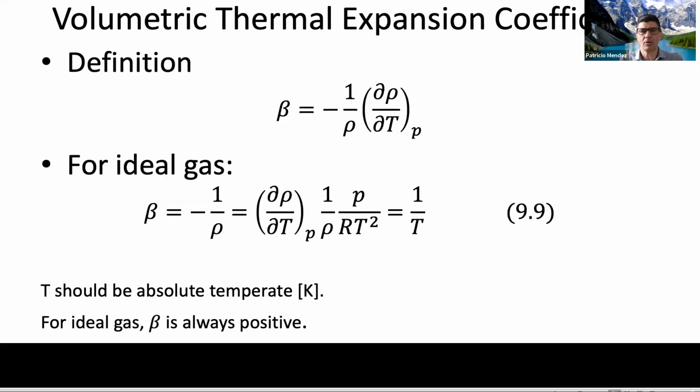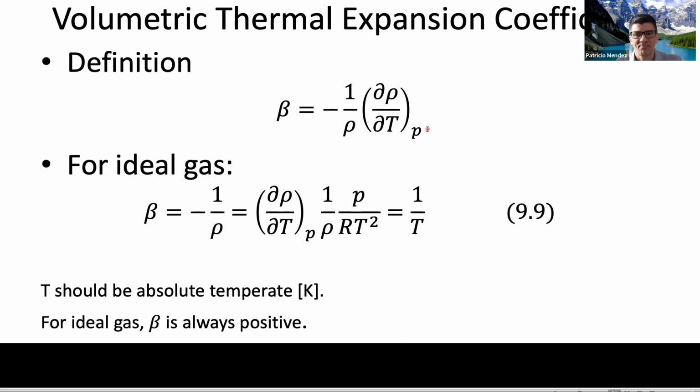So we were talking about the thermal expansion coefficient. We're going to call it in this class beta. That is the derivative of density with temperature at constant pressure, divided by the density. So it's essentially something like a percent volumetric increase per unit of temperature.